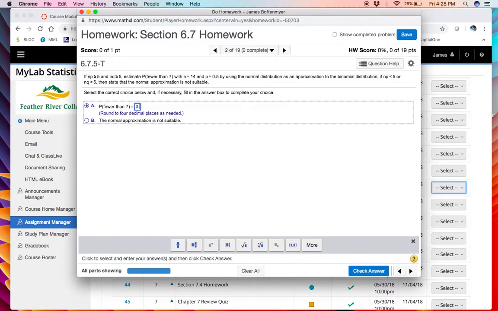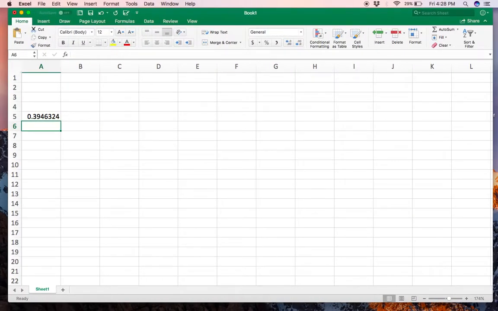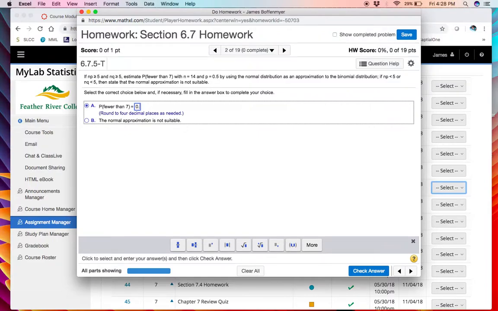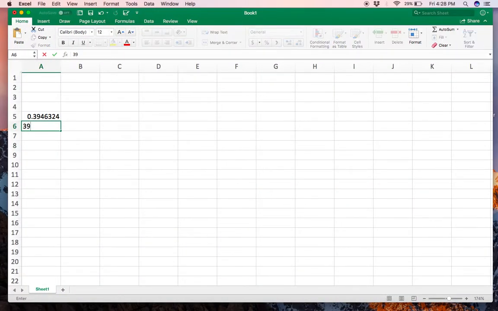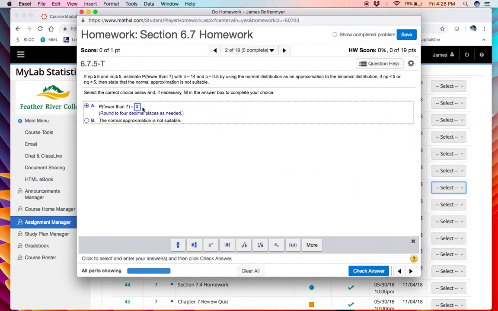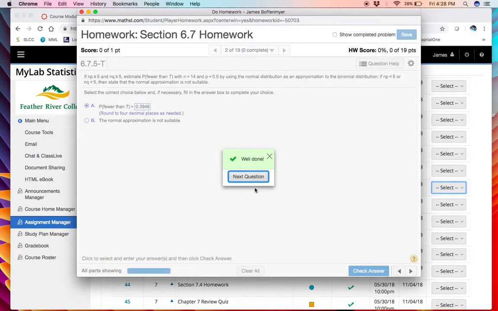When we go back to the problem, we want to round to 4 decimal places. So it's 0.3946. Let's check it out real quick. 0.3946, and there we go.